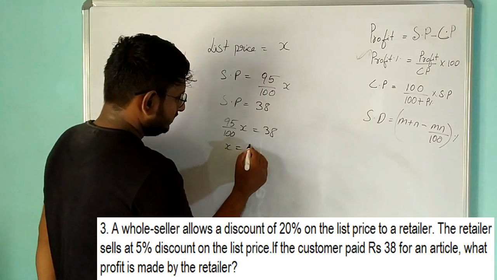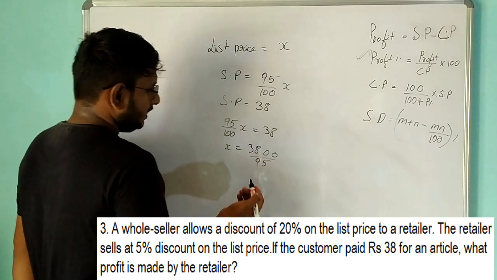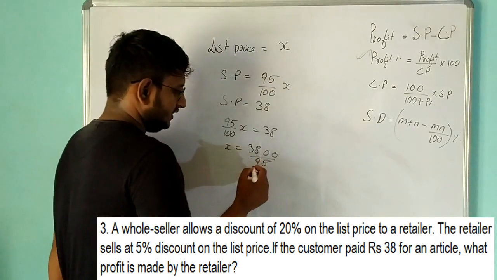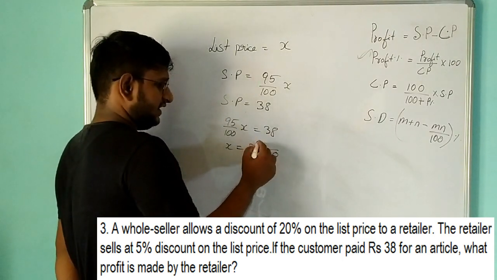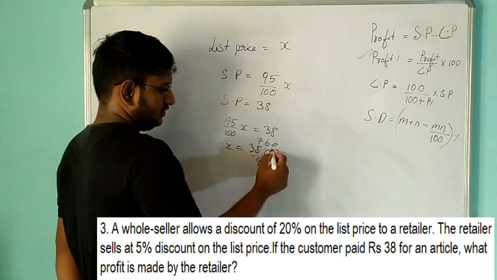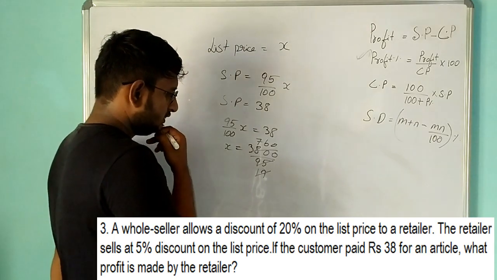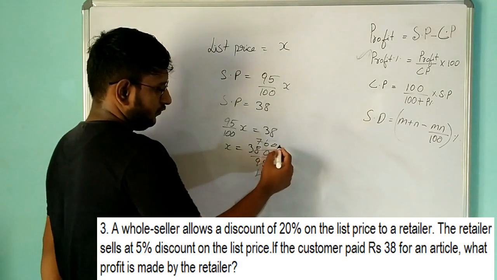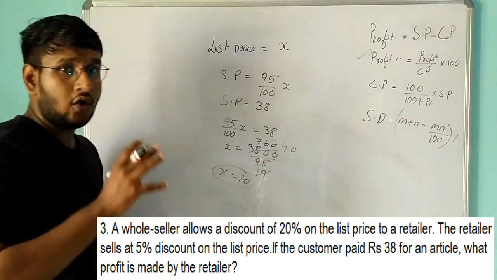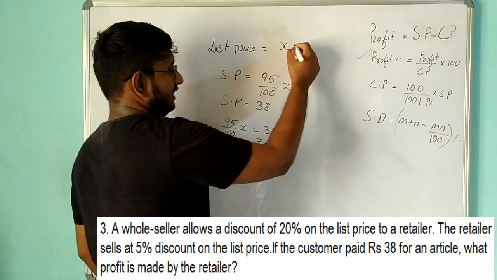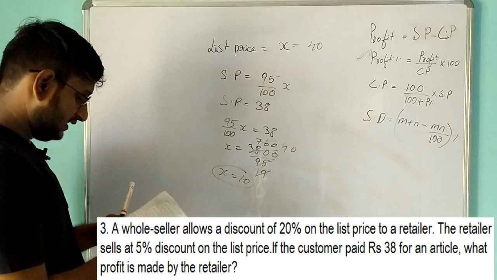So X will be 3800 divided by 95. We can cancel it by the 5 table first: 5 nines are 45, 5 sevens are 35, 36 are 0. Then we can cancel it by the 9 table: 9 fours are 36. So X will be 40. We found X, which is nothing but the list price. So the list price is 40 rupees.